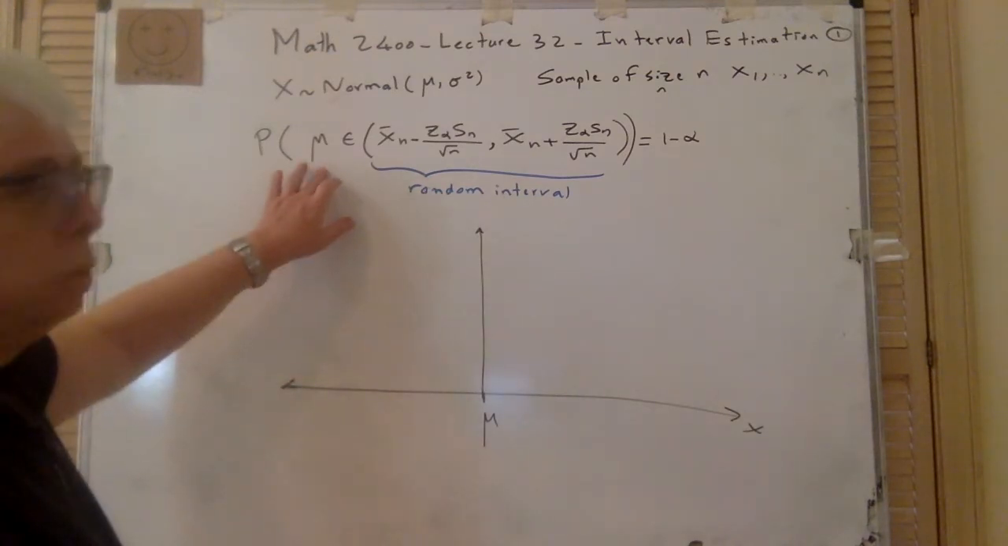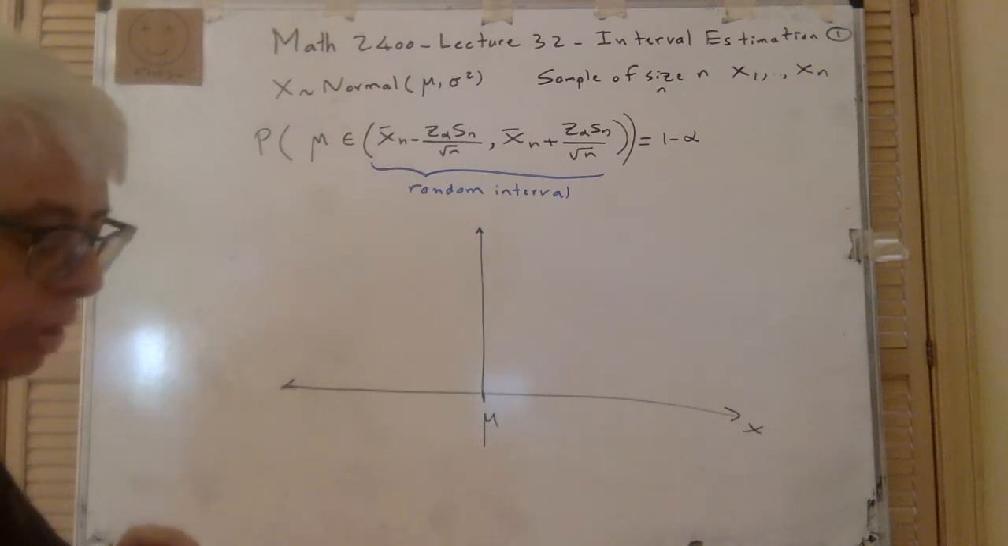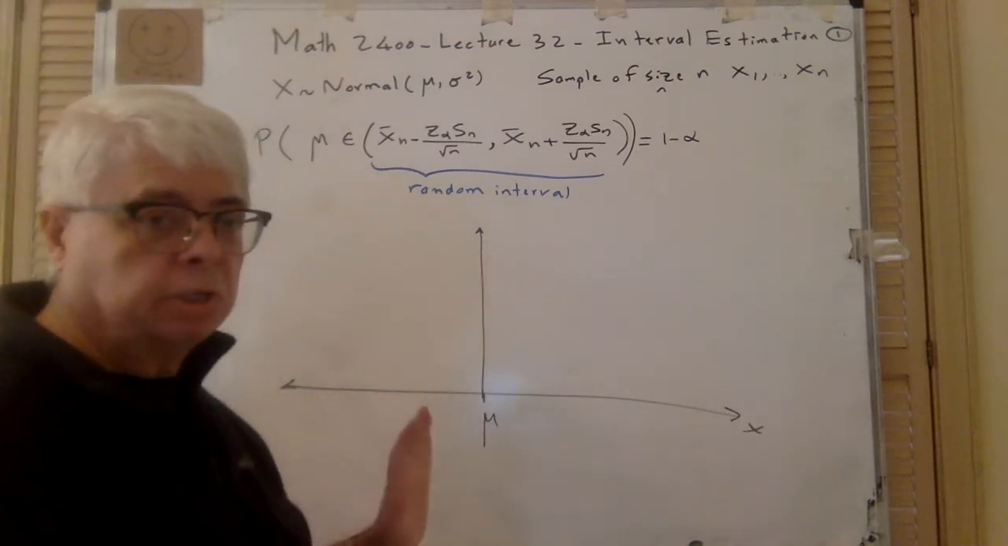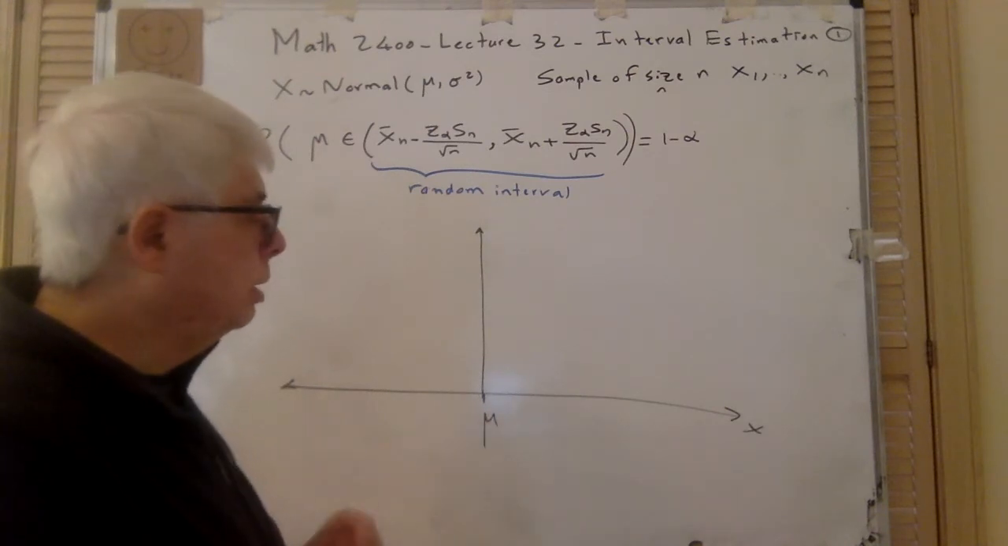You can come up with this mu. So you can find that mu. So let's assume you can find this mu. So this mu is in a sense fixed, and so this is like a point on the x-axis.